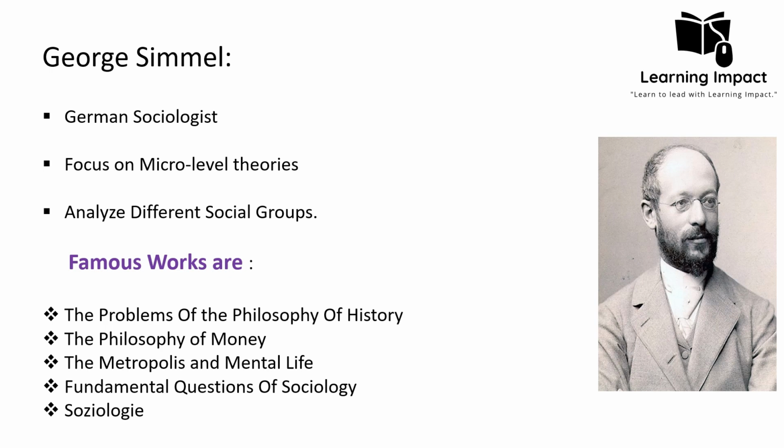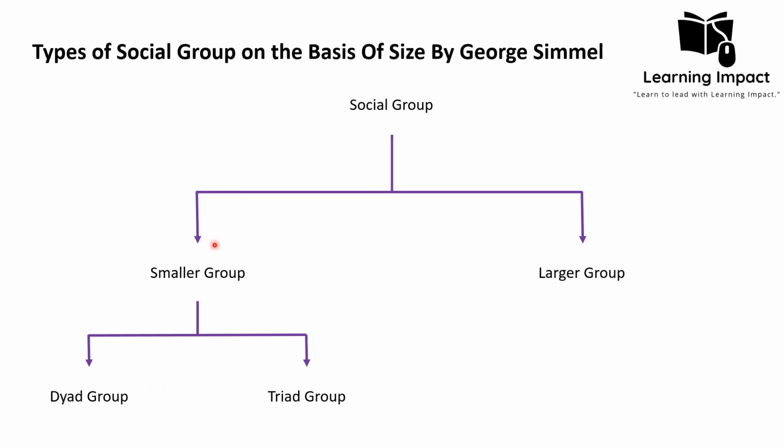Now we have to look into details of the smaller group and larger group classified by George Simmel. So let's start. The classification done by George Simmel was the smaller group and the larger group, and within the smaller group there are Dyad and Triad groups. Now what does it mean by smaller and larger group? As its name indicates, smaller means it has a smaller number of members. Larger group has more members, and Dyad means 2, so it has 2 members, and Triad has 3 members. But how these groups are different from each other, what the main differences between them are, we will discuss now.